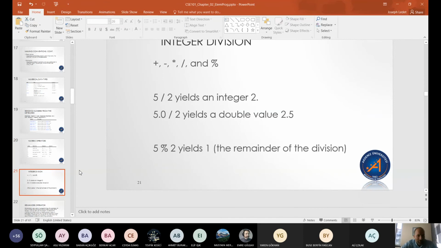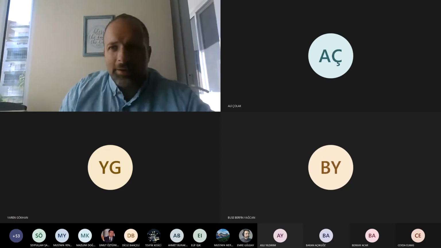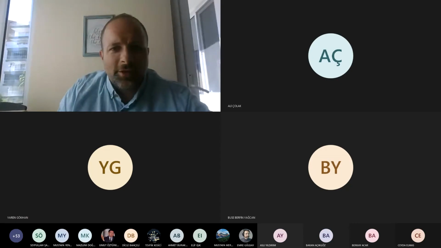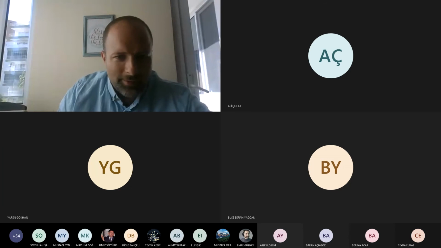Okay, we talked about this a moment ago. So when I do 5 divided by 2, it gives me an integer value of 2. All right. If I do 5.0 divided by 2, it gives me a double value, 2.5. Okay. The remainder operator, this would be a good time. Let's see if the whiteboard would work. You guys know division, so I'm going to show.